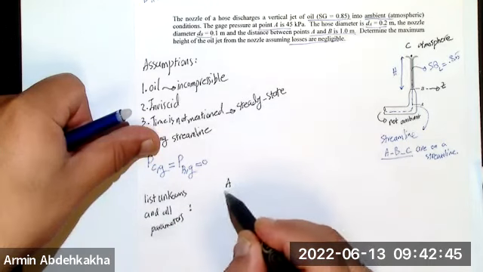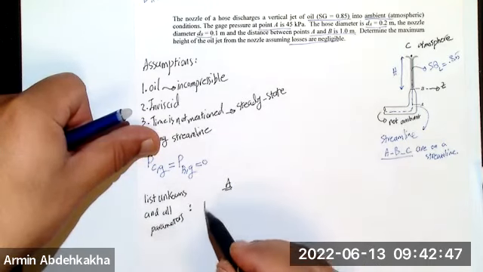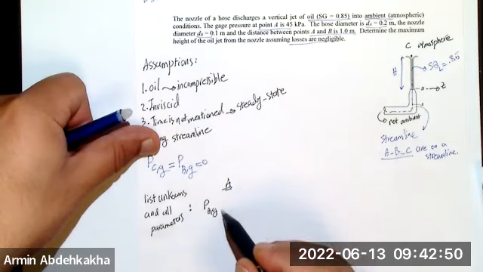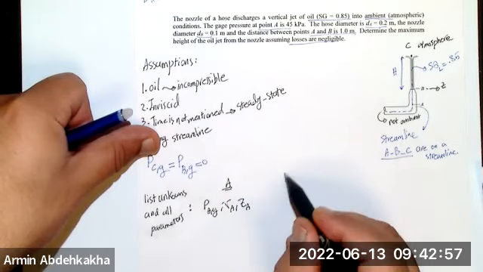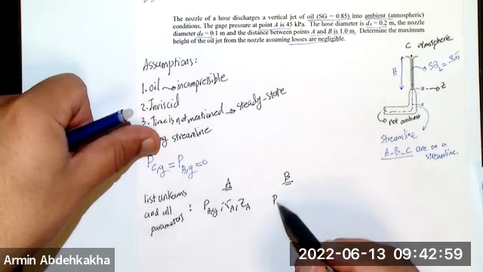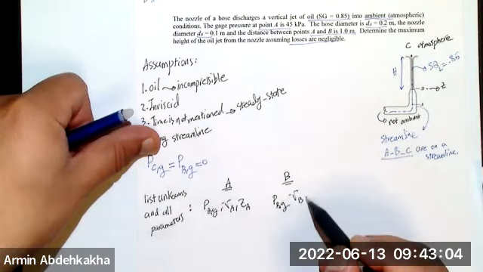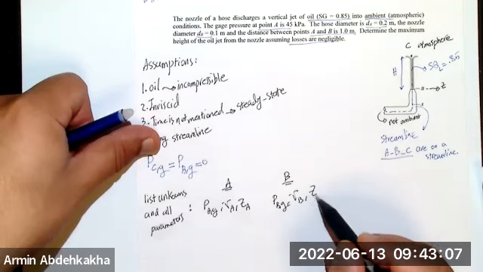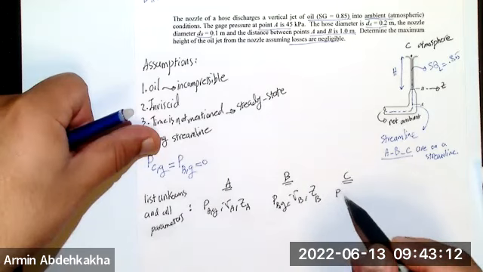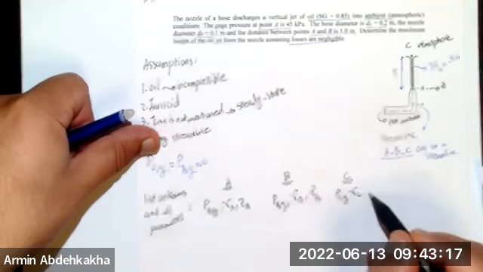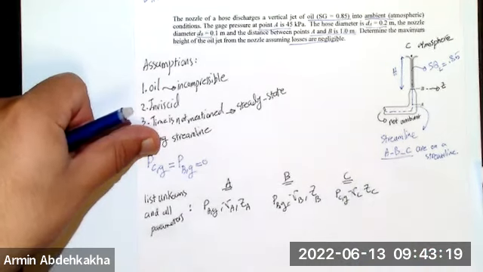At point A, we have P_A gauge, V_A, and Z_A, the height. At point B, we have P_B gauge pressure, V_B, and Z_B. At point C, we need all parameters: P_C gauge, V_C, and Z_C, the height.